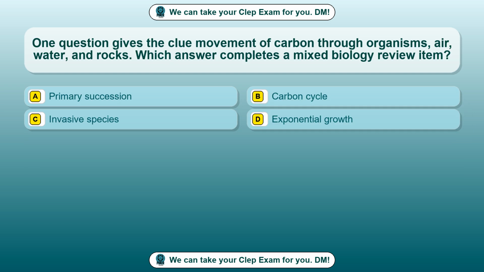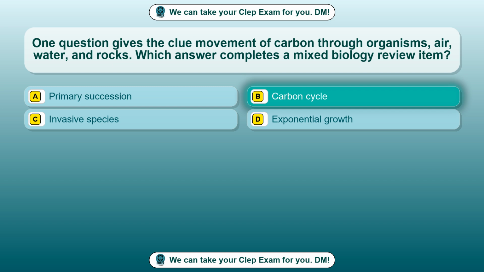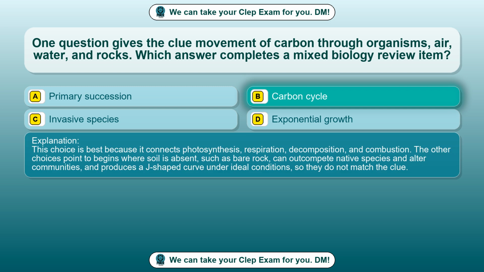Question 76. One question gives the clue movement of carbon through organisms, air, water, and rocks. Which answer completes a mixed biology review item? Option A, primary succession. Option B, carbon cycle. Option C, invasive species. Option D, exponential growth. The correct answer is option B, carbon cycle. This choice is best because it connects photosynthesis, respiration, decomposition, and combustion. The other choices point to begins where soil is absent, such as bare rock, can outcompete native species and alter communities, and produces a J-shaped curve under ideal conditions, so they do not match the clue.